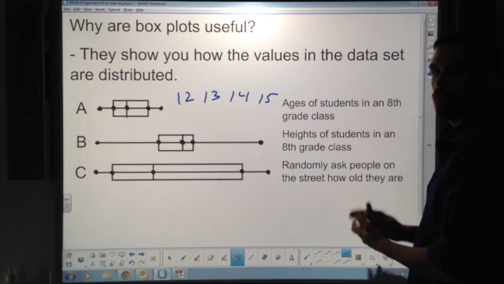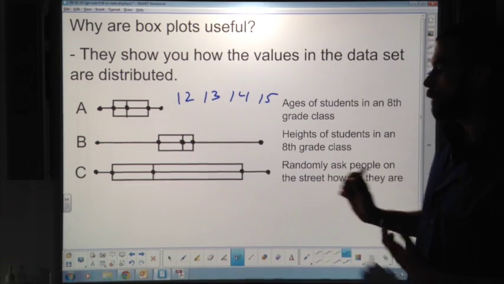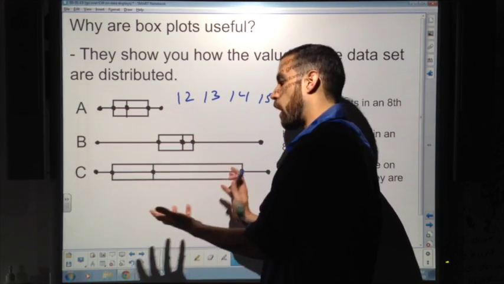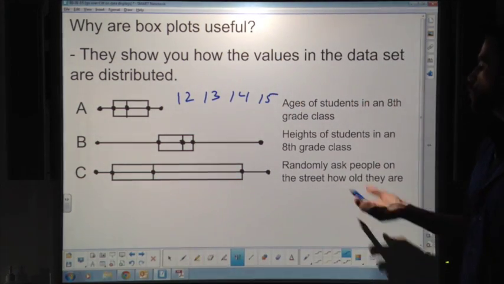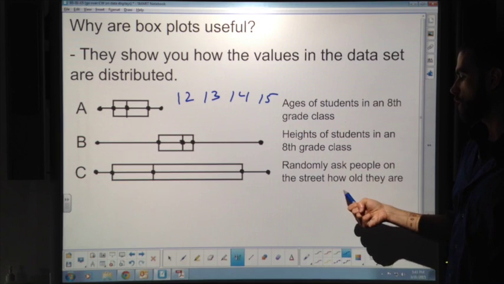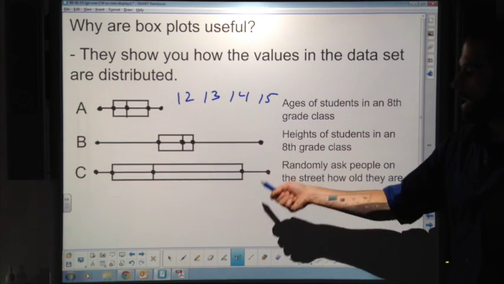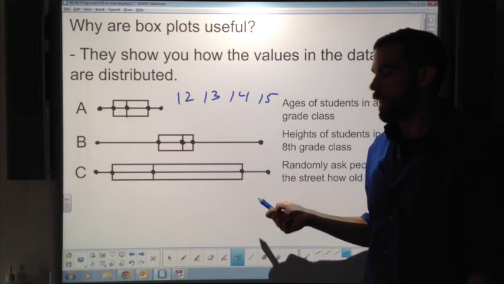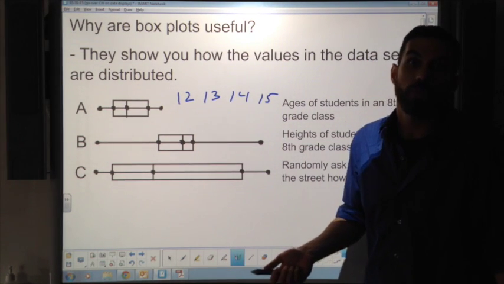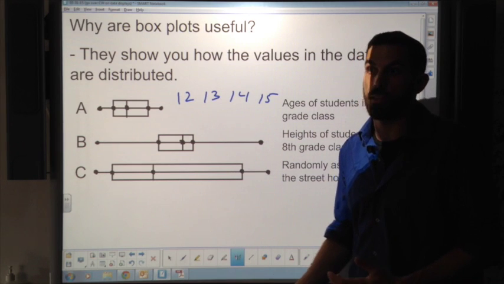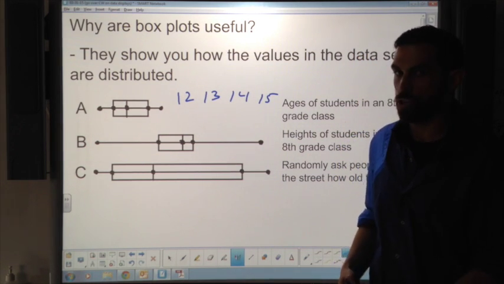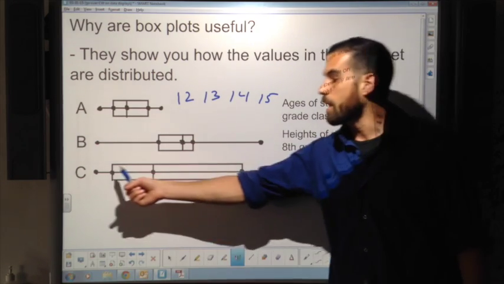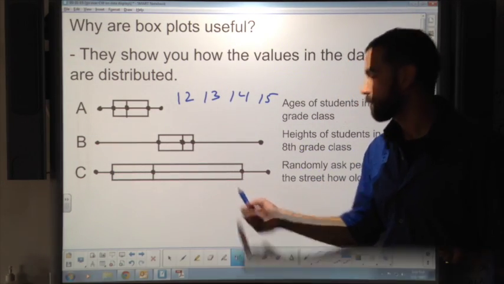Lastly, when would you have a really, really big box? Well, that would mean when all of the data points are really, really spread out, making the box really huge. If you were to randomly ask people on the street how old they are, you might get a box plot that looks like this. If you're just walking around on the street, you might come across somebody who is in their 40s, their 50s. Maybe you'll see a kid who is in their 20s or in their teen years. You're going to get a really far spread of data points, which will make the box really, really wide.